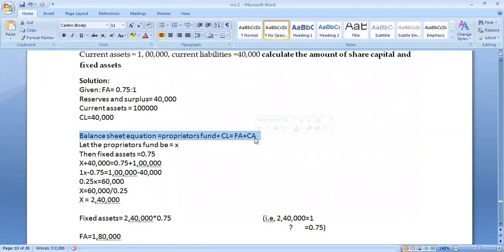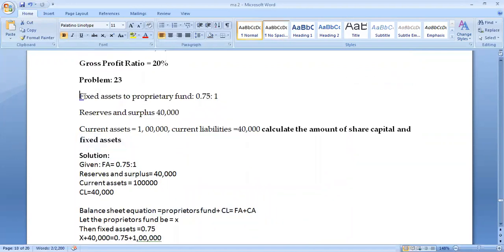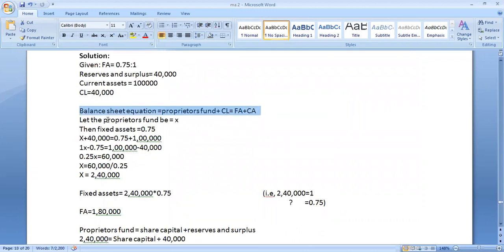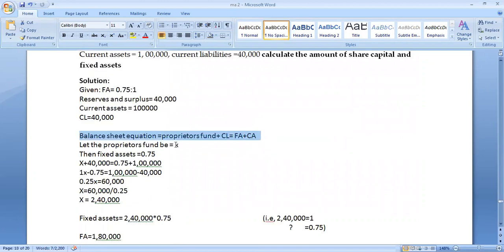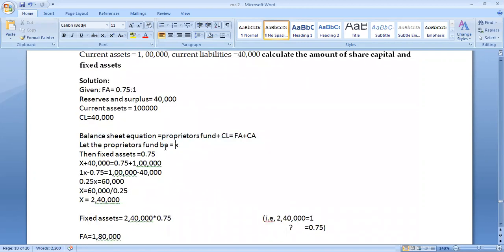Clear? Very important. Whenever you are asked to compute the share capital along with the fixed assets, whenever certain fixed assets to proprietary fund information is given, you compulsorily need to apply this balance sheet equation, then find out what the share capital will be. Clear? So here, consider the proprietary fund to be X. Okay. So why do you consider it as X? Because 1 is the value which is given here. But consider it as X or 1X, no worries.